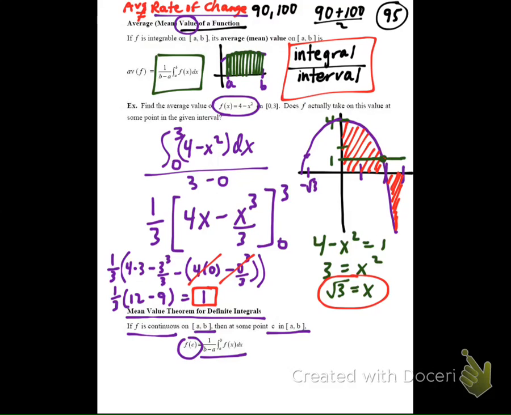But there you go. There's the average value of a function, short and sweet, and it's just the formula. You just have to remember integral over interval. So if I'm going to summarize this, I'm going to say that integral over interval is the average value of a function. And once again, guys, not to be confused with the average rate of change of a function.